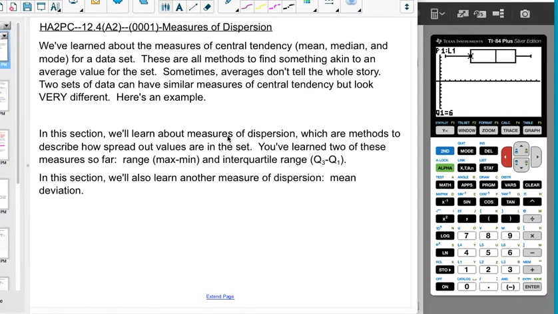So in this section, we're going to learn about what's called measures of dispersion, which are methods to describe how spread out the values in a data set are. You've learned two of these already. You learned range, which is max minus min, and you learned the IQR, or interquartile range, which is Q3 minus Q1. In this section, we're going to start by learning another measure of dispersion, mean deviation, and then we'll talk about variance and standard deviation as well.